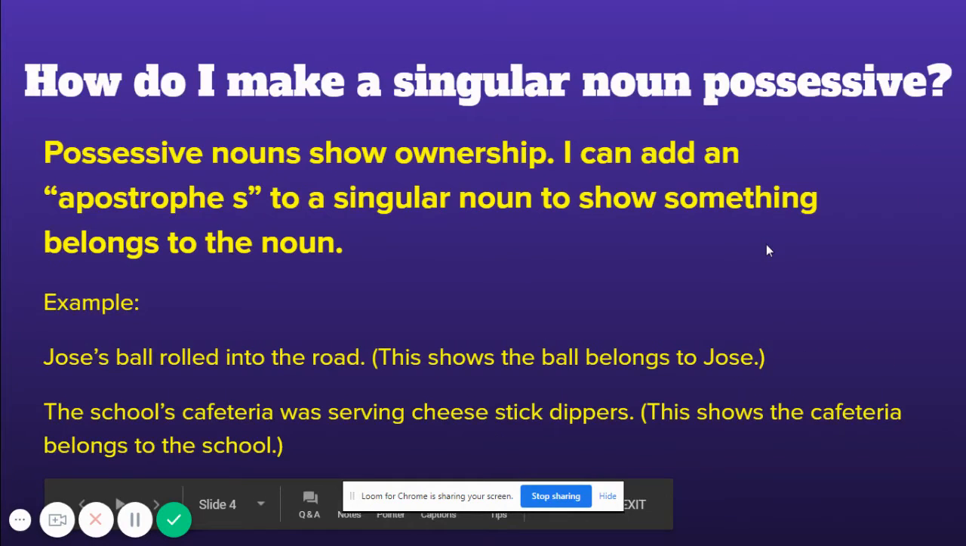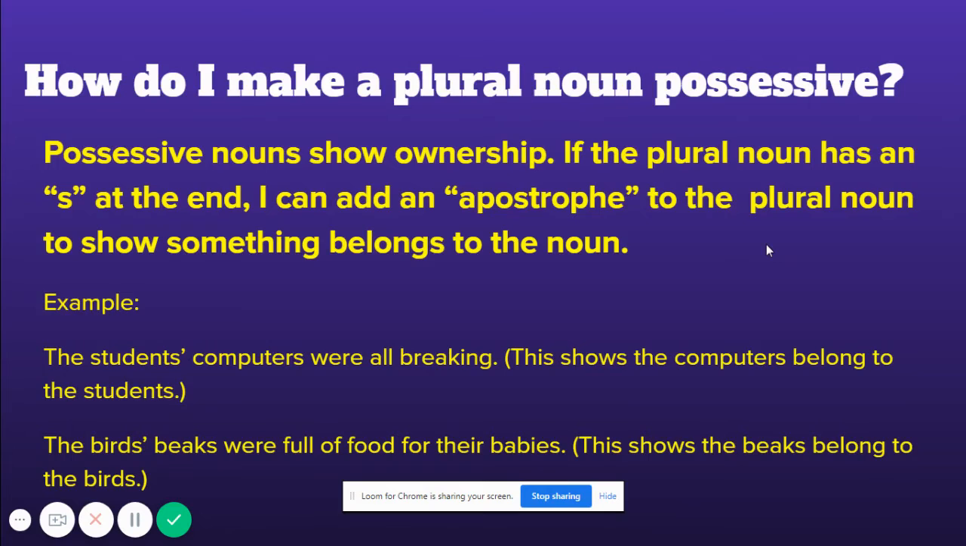But what about plural nouns? Usually I can make a noun plural by adding an S to it, like dogs, cats, trees, chairs. Sometimes, though, when we have a plural noun, we don't add an S to it, like fish, deer, sheep, geese. Today we're going to concentrate on plural nouns that are possessive, but plural nouns that end with an S.